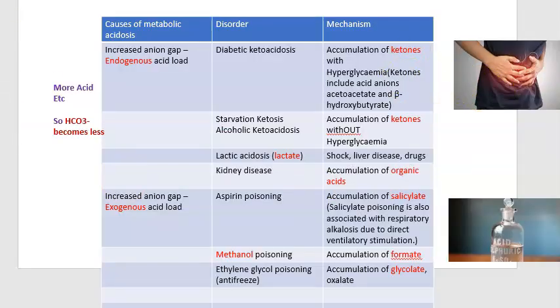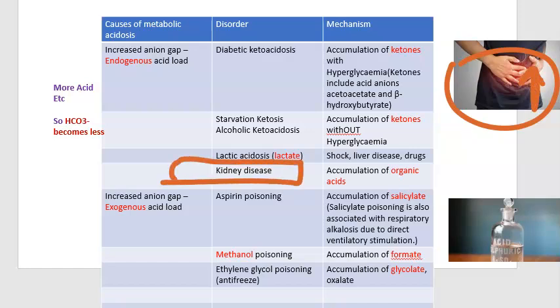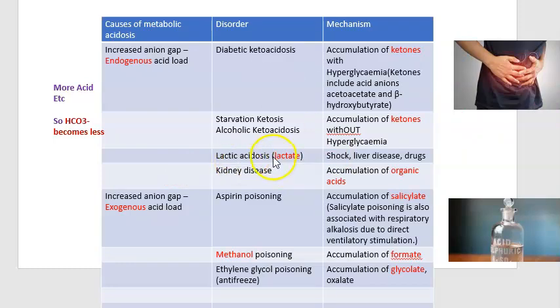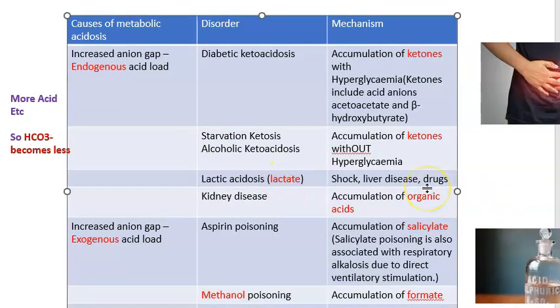So from where are the acids coming? One thing is your body itself is producing more acid, or it is not able to get rid of acid. That can be happening in kidney disease, where there is accumulation of organic acids. Then diabetic ketoacidosis, starvation ketosis, alcoholic ketoacidosis, and lactic acidosis, where lactate accumulates, right? In diabetic ketoacidosis, ketones are accumulating with hyperglycemia. In starvation and alcoholic acidosis, there is accumulation of ketones without hyperglycemia. Then lactate, why will lactate accumulate? Because of anaerobic metabolism, excess muscle activity, but mainly you should remember shock, liver disease, some drugs like metformin along with kidney disease, or some poisoning which can lead to lactate. All these can lead to increased endogenous acid production.